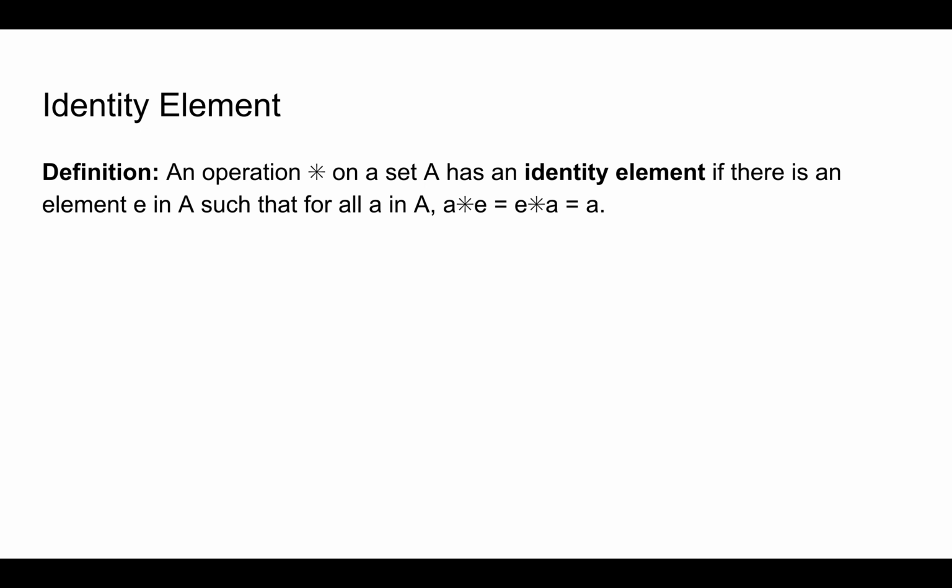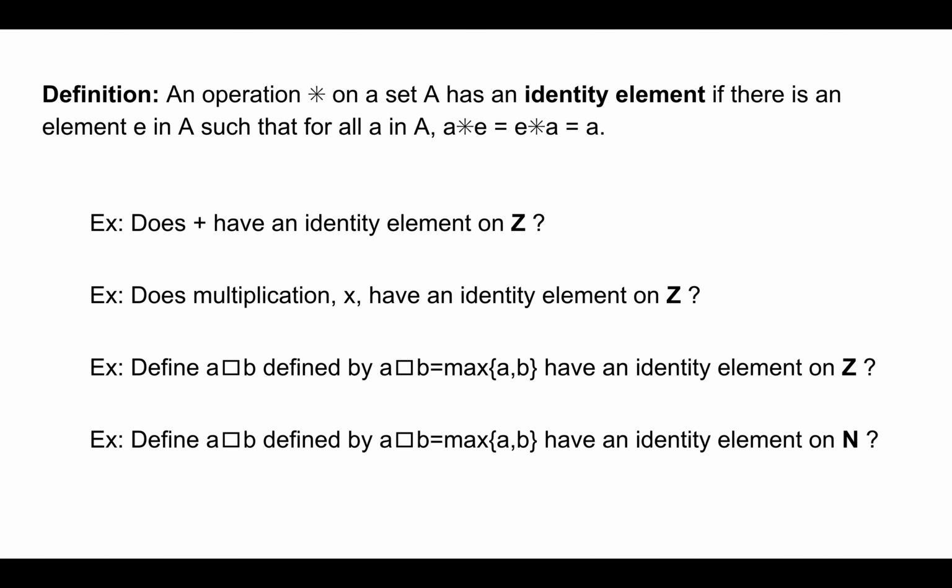Our next property is having an identity element. We say that the operation star on a set A has an identity element if there's some element e in the set A such that for all elements a in A, a star e is equal to e star a, which is equal to a. So e operated with any element gives that element back. Let's look at a couple examples.